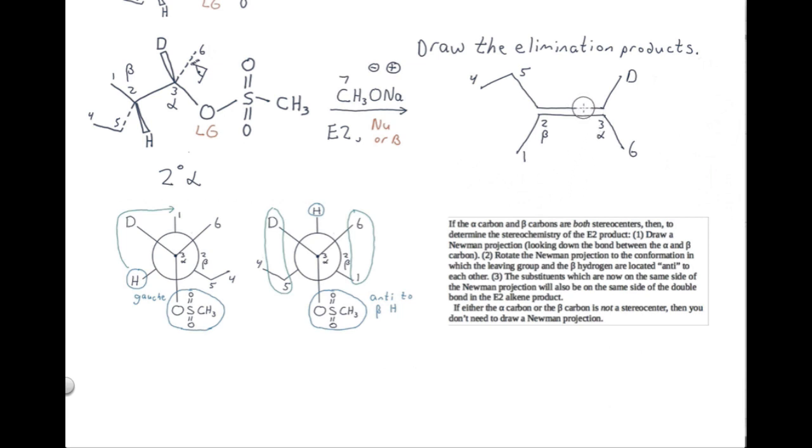Notice that this alkene product is no longer attached to the sulfonate because that would act as a leaving group in the mechanism. And the alkene product is no longer attached to this beta hydrogen because the beta hydrogen would be taken by the base. We didn't show that happening because we didn't draw the electron pushing arrows for the mechanism.